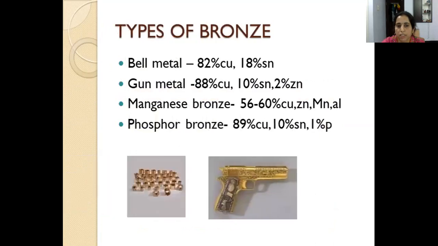Now we'll discuss the types of bronze. As I said, according to our requirement, we are changing the composition and forming the alloys. In types of bronze, we have four types: bell metal, gun metal, manganese bronze, and phosphor bronze. When I say bell metal, the name itself indicates its maximum utilization is for making bells. Its composition is 82% copper and 18% tin.